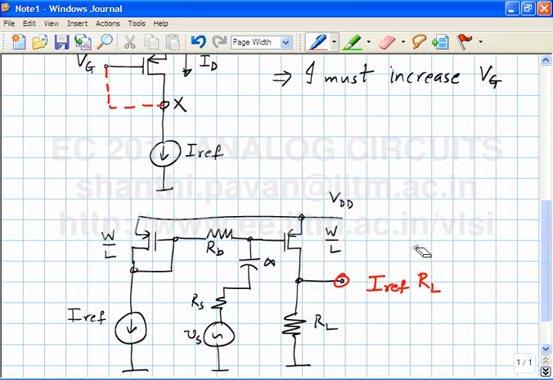And how will you choose RB? Can I choose RB to be any old thing, or should I choose RB to be much larger than RS?